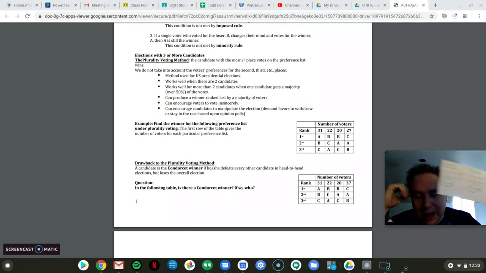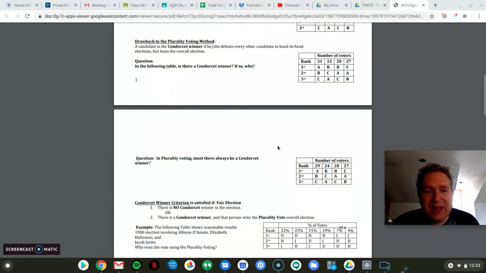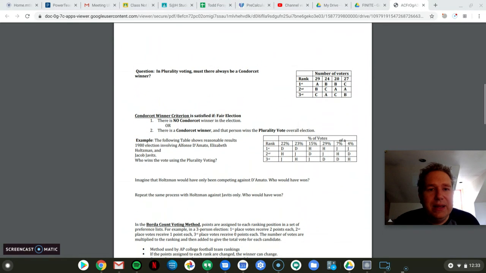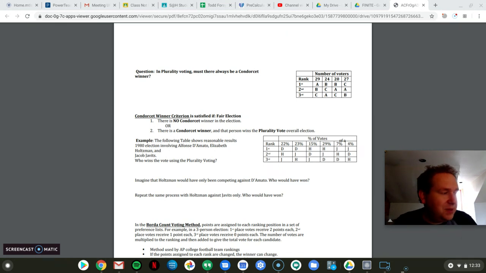Okay? So that's all that we're going to look at today. But I would like you on page 2 of this handout to try this question with this new ranked voting way, and this question here with an actual election of how it turned out. And we'll go over the answers to those tomorrow.